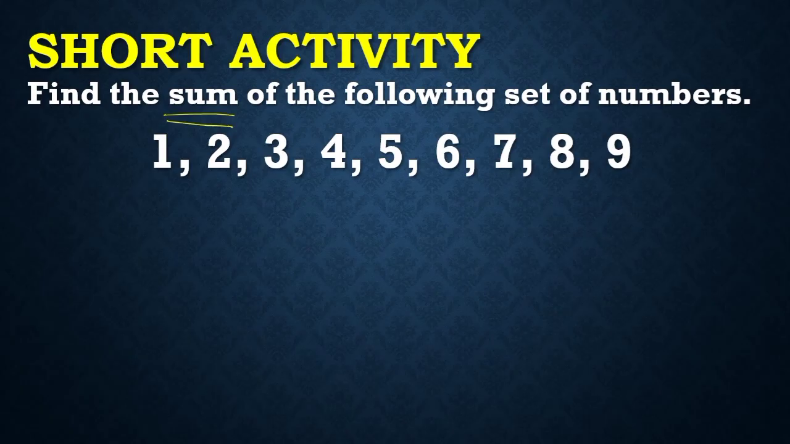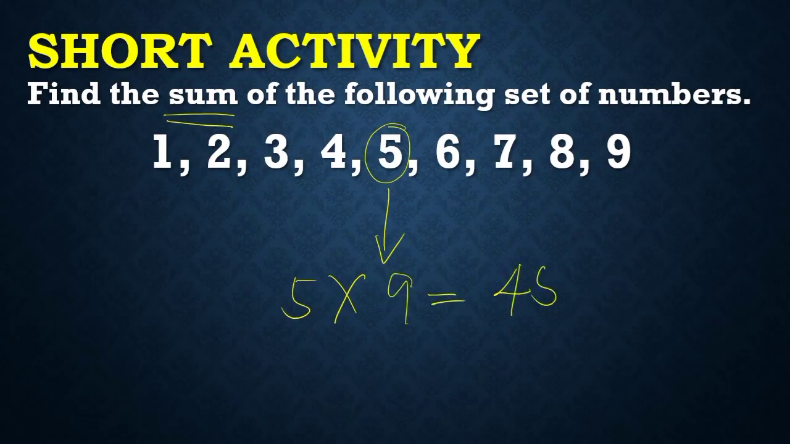Kung ang estudyante, ipapa-add mo sa kanya to, ang gagawin niya lang, 1 plus 2, and then yung nakuha niyang sum doon, i-add sa 3, and then add sa 4, hanggang makuha niya doon sa 9. Ang pinaka-technique ko dito, since ang bilang ng numbers na nakasulat ay 9, ang pinakamadaling paraan, since consecutive naman sila, is kunin natin yung pinaka-gitna, which is 5. Tapos yung 5 na to, i-multiply natin sa bilang ng mga numbers na nakasulat, which is 9. So, that is 5 times 9, 45.